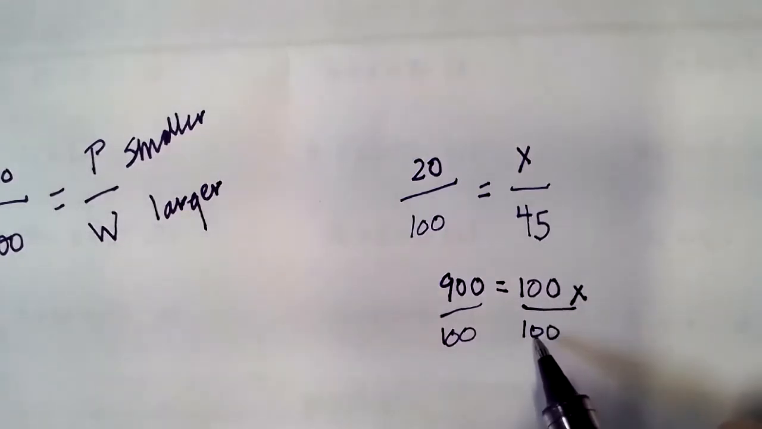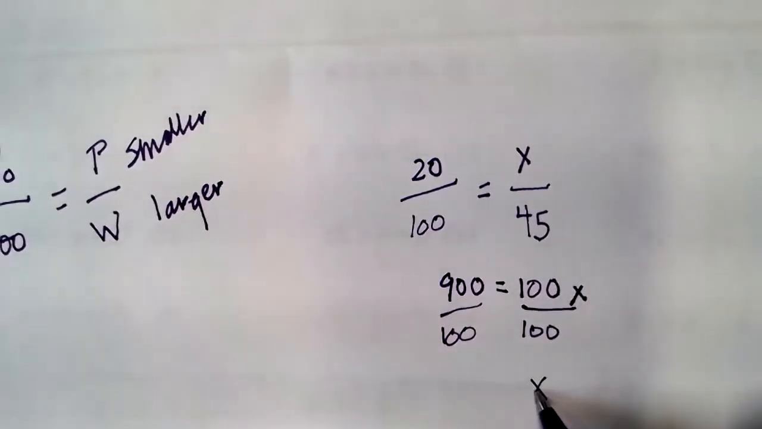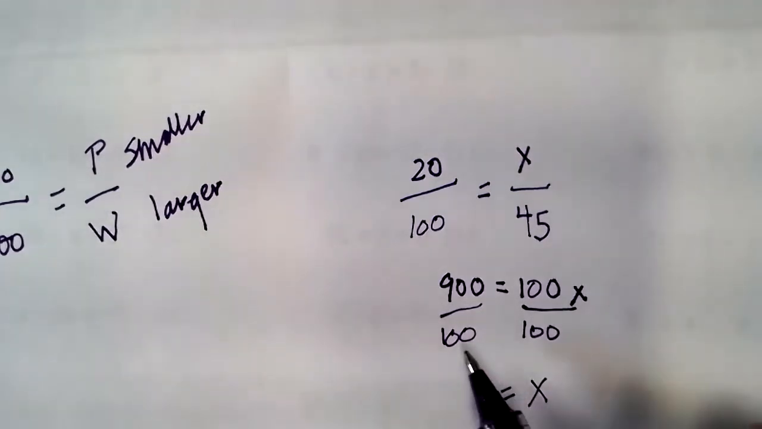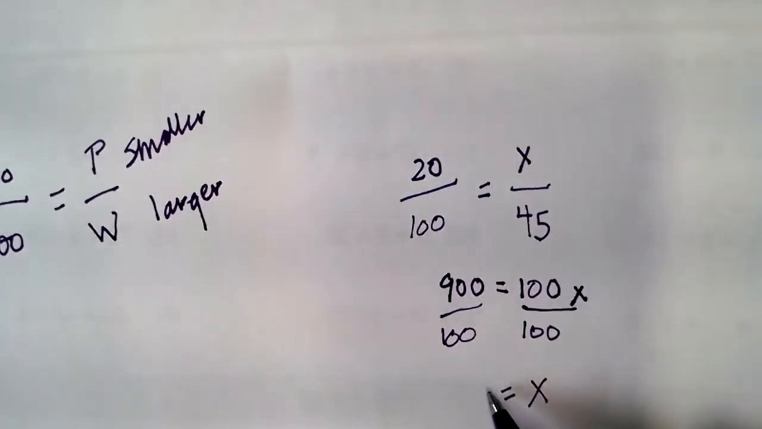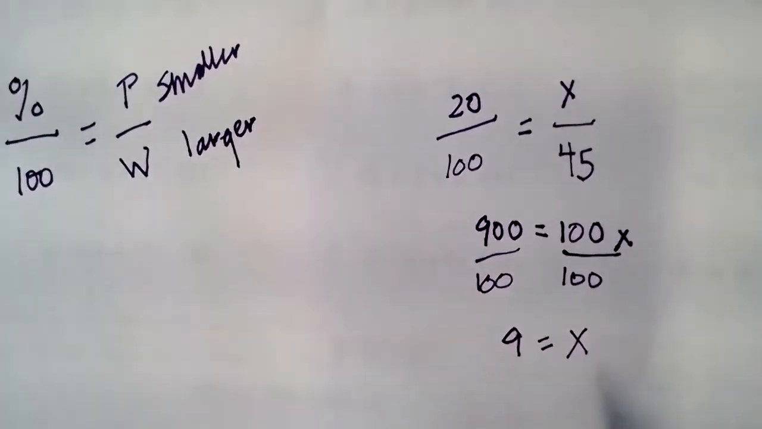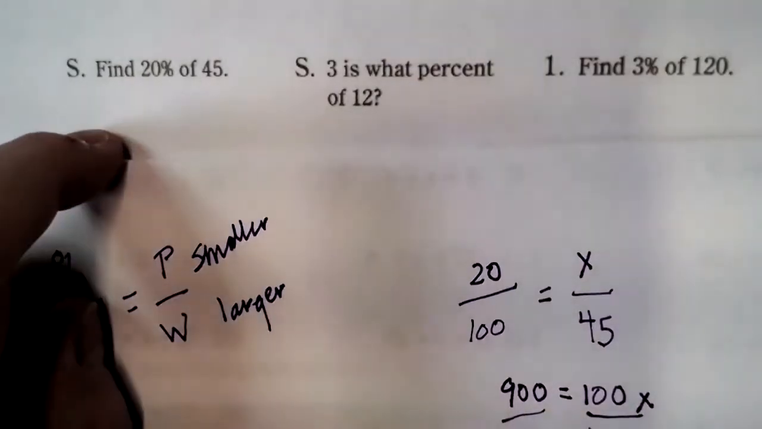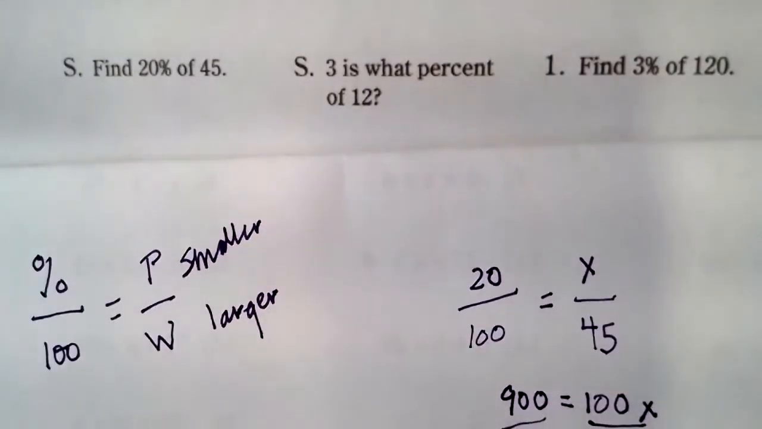So 100 divided by 100 is 1. This side is x. 900 divided by 100 is 9. So back to the question, 20% of 45 is 9.